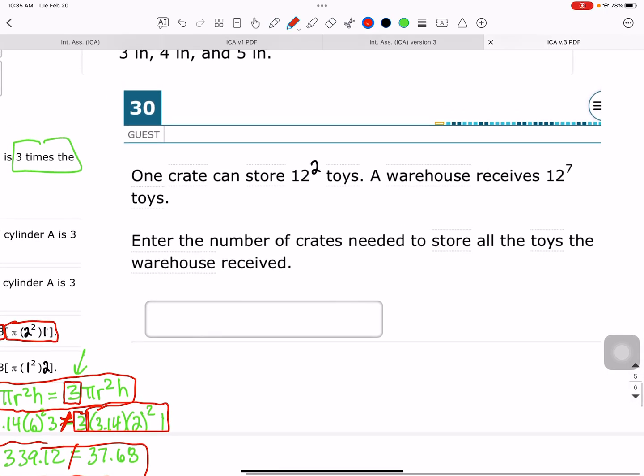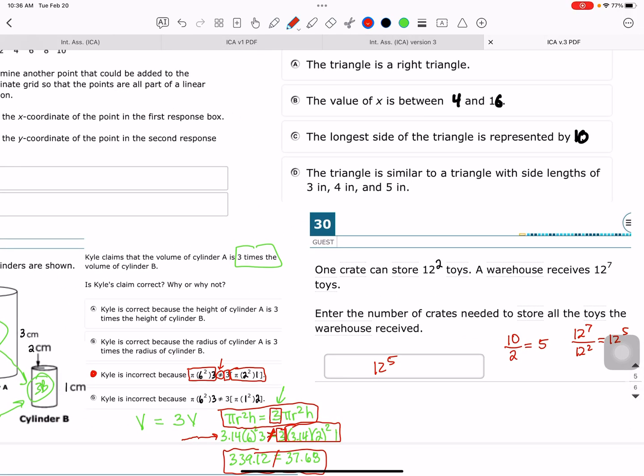All right, if I have 10 toys and each box can fit 2 toys, then I need 5 boxes. So this is division. So we have 12 to the 7th amount of toys. One box can hold 12 to the 2nd, so we divide, and that's 12 to the 5th power. Because 1 less than division is subtraction.